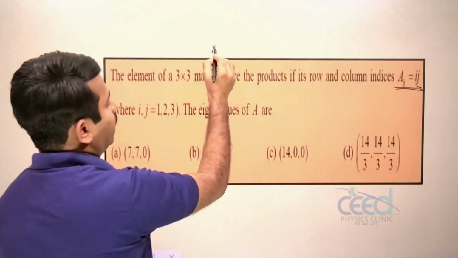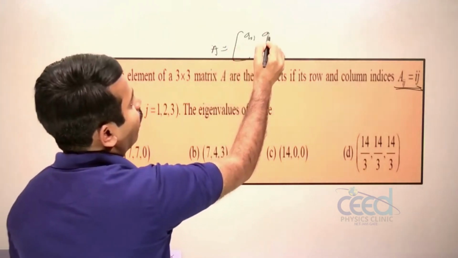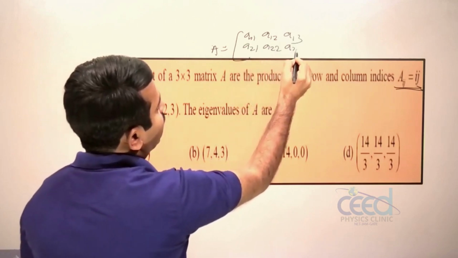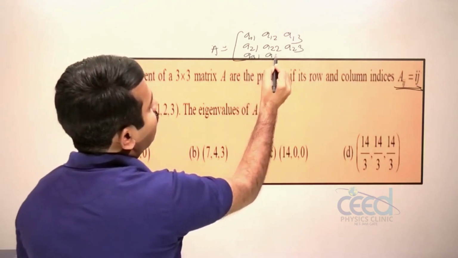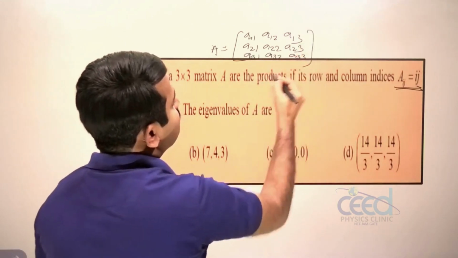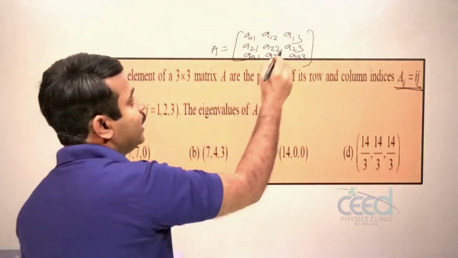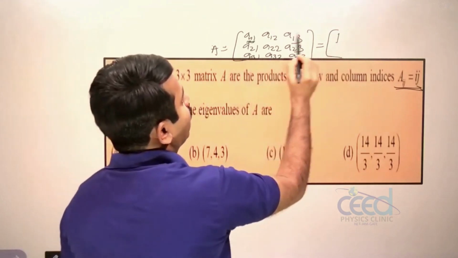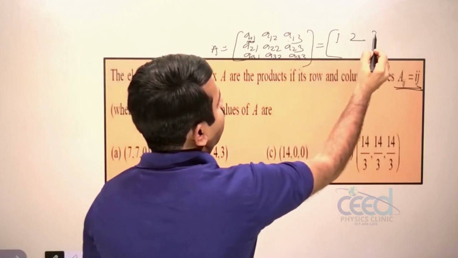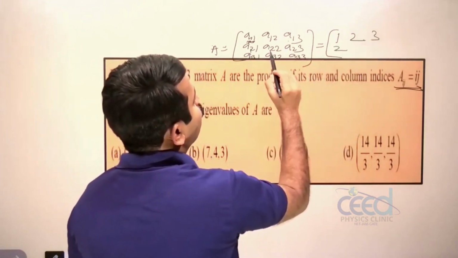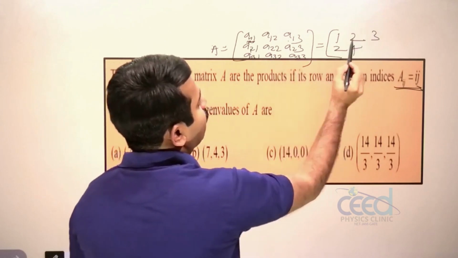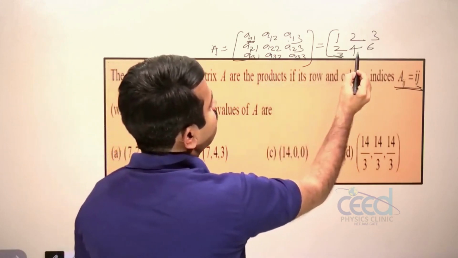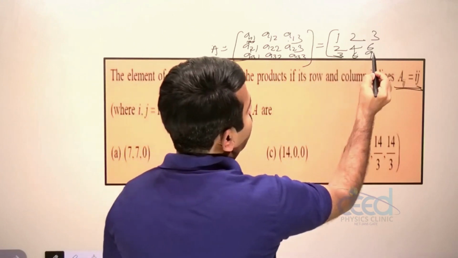Say A is our matrix, that is A11, A12, A13, then A21, A22, A23, then A31, A32, A33. So this is our 3 by 3 matrix. But it is given that each element is the product of i and j, that is 1 into 1, 1; 1 into 2, 2; 1 into 3, 3; 2 into 1, 2; 2 into 2, 4; 2 into 3, 6; 3 into 1, 3; 3 into 2, 6; 3 into 3, 9.